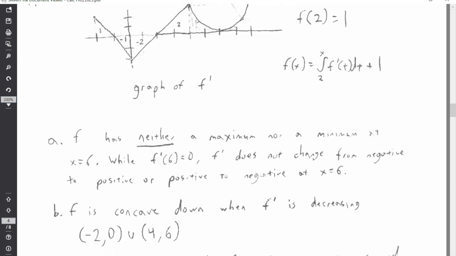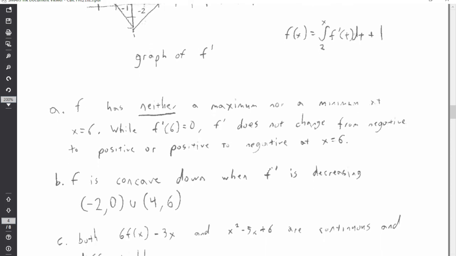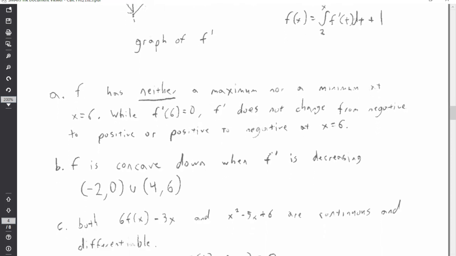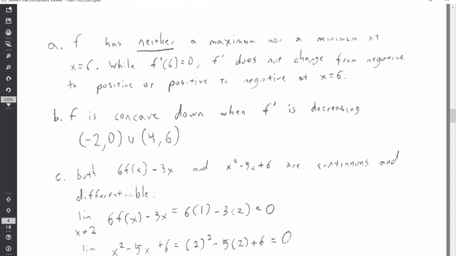Those are when we're concave down. Part C, limit as x approaches 2 of the function. This is your L'Hopital's rule question. So I'm going to point out that the function is continuous and differentiable, because that's one of my conditions for L'Hopital's rule. Then I'm going to do limit of the top, limit of the bottom. I'm going to do them separately, and I'm looking for that indeterminate form where top and bottom are both 0.